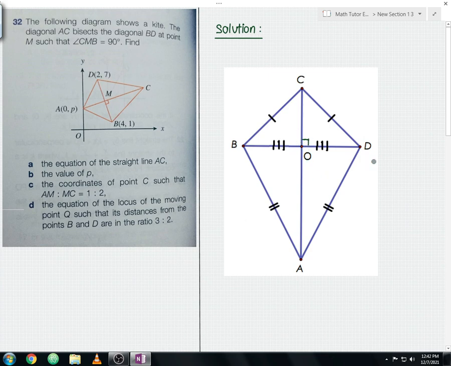So this is the short explanation regarding the kite properties. I hope that this explanation will help you in order to solve this question. So let me delete this picture.